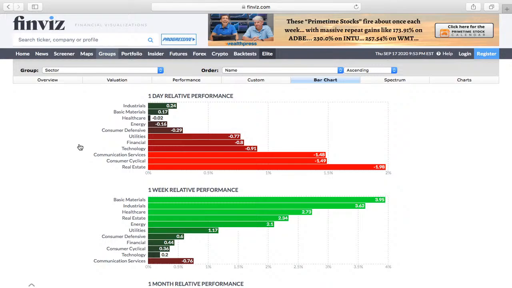Who here made money? Who here in the live stream made money on this red day? Using the alerts or just using your own stocks?